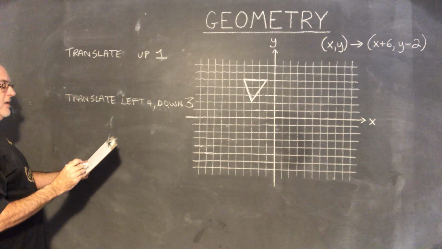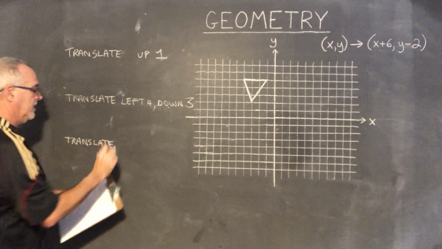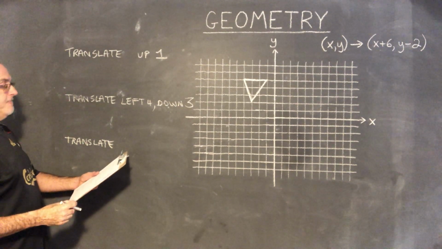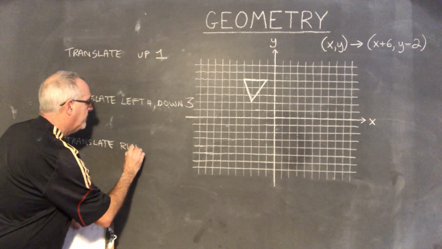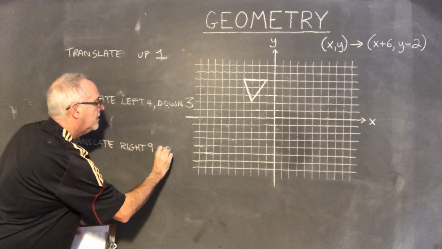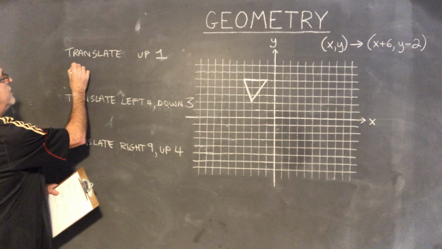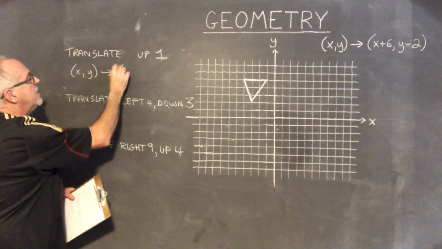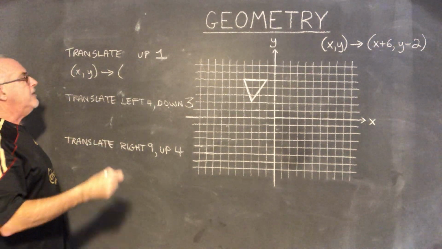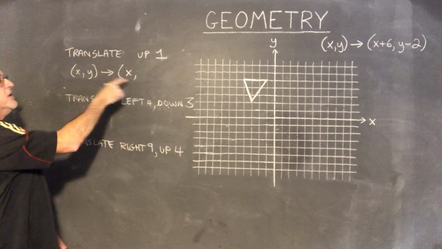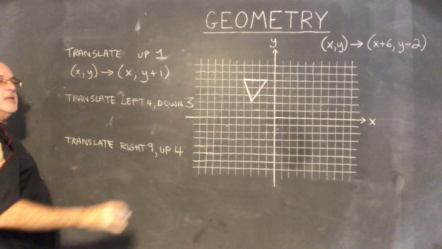And another one, translate right 9 up 4. Long just to write the question. Now, of course, answering the question isn't so long. We are doing x comma y with an arrow, and then in this first one, that I'm doing first because it's on top, I'm only moving up. I am not moving left or right, so x is still going to be x, and that's how I show that. And then the y is going up by 1, so I'm going to write y plus 1. So that works, and it is quite easy, I admit it.